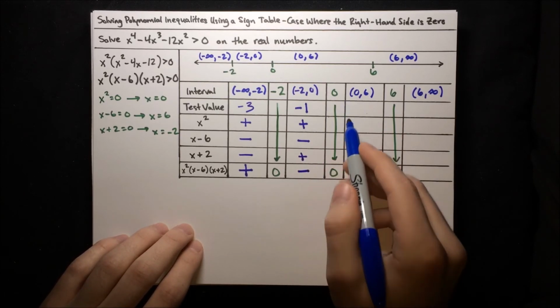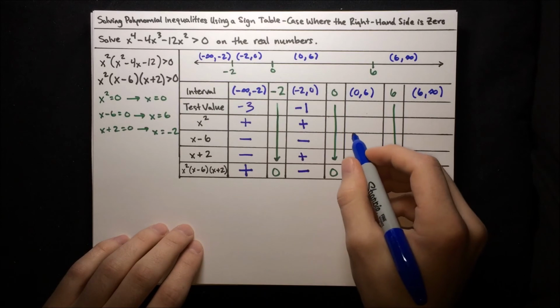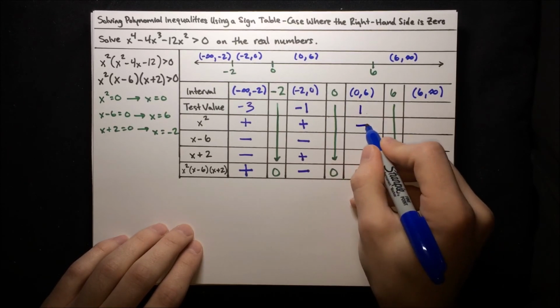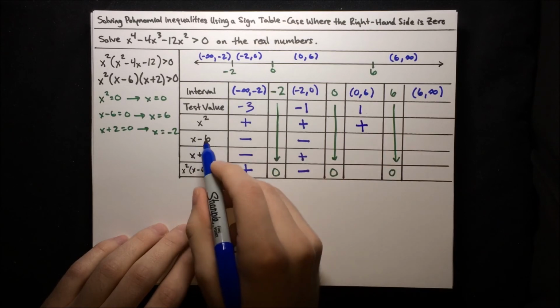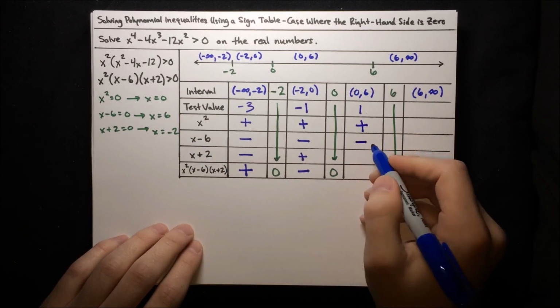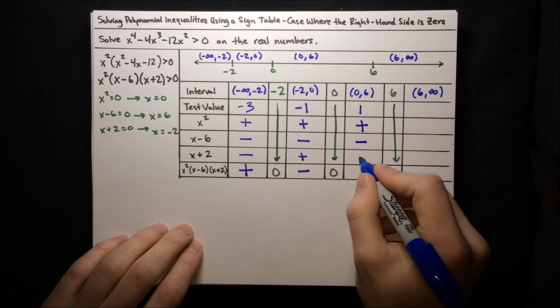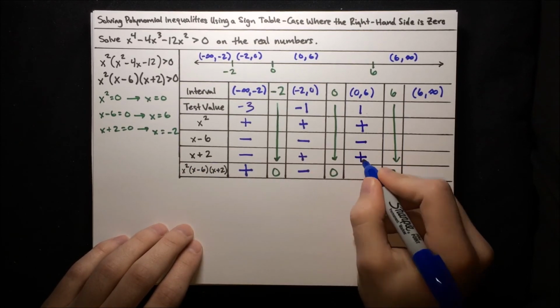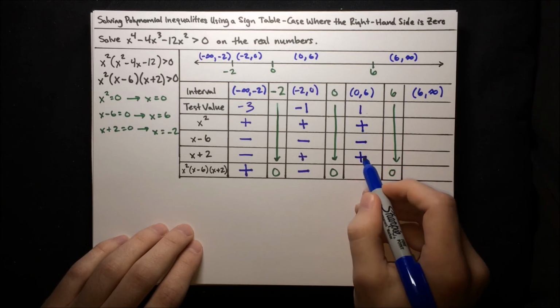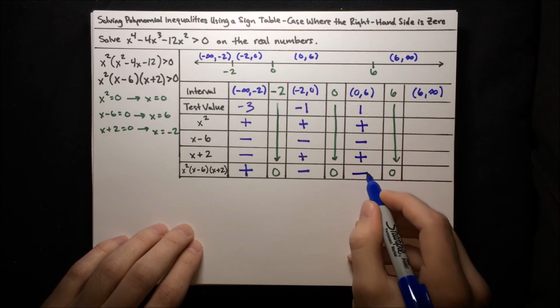Next interval, 0 to 6. So test value, how about positive 1? So positive 1 squared, that's still positive. Then positive 1 minus 6, the minus 6 has a bigger magnitude, so negative. And then positive 1 plus 2, positive plus positive is always a positive. Okay, so we've just got positive times positive, and again a negative.